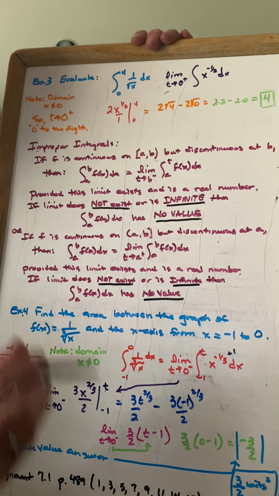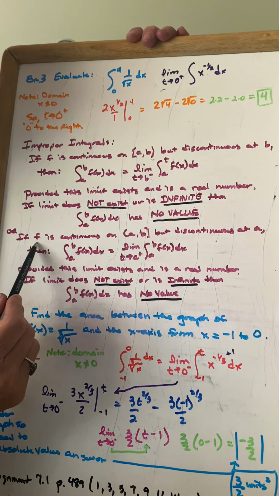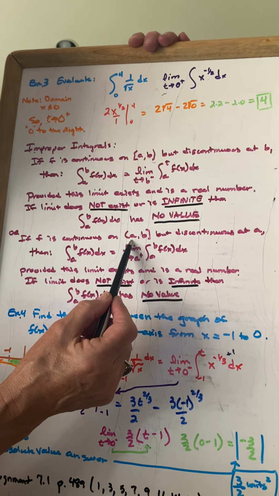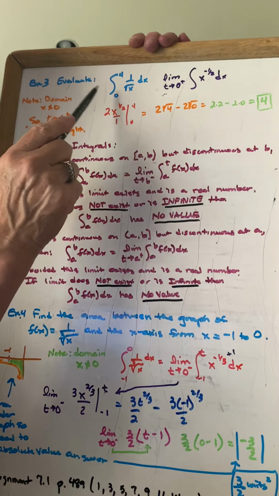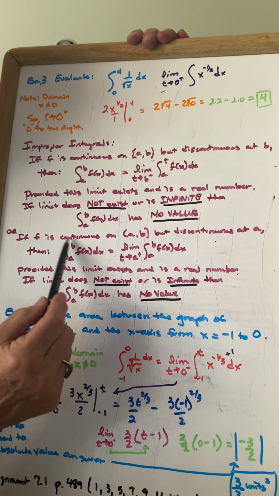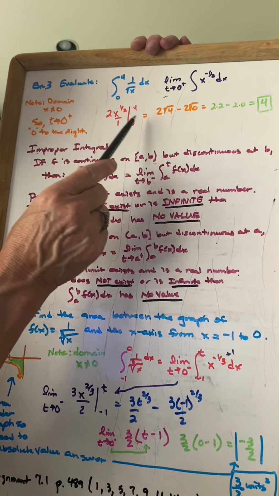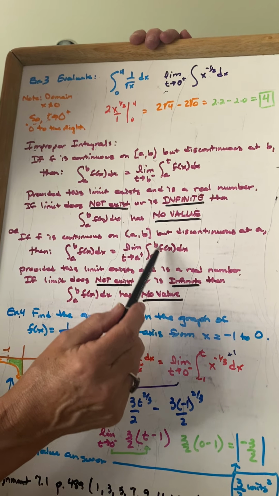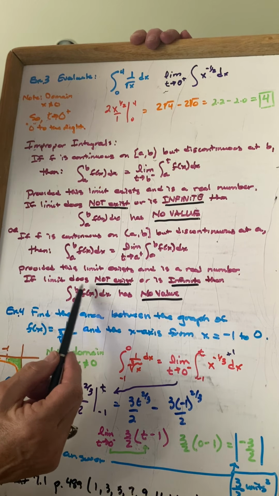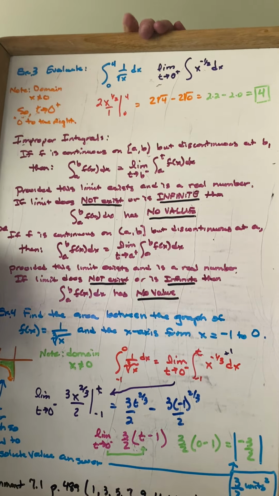Now, what if the bracket or the parentheses is on the left? If f is continuous on parentheses a to b bracket, so it's on the left side, it cannot be included. For instance, this was on the left with the 0 here. But discontinuous at a, then the integral of a to b of f of x dx is the limit of t going from a to the right, which is what we did up here, of t to b of f of x dx. Provided this limit exists and is a real number. If the limit does not exist or is infinite, then the value is no value. All right, I'll give you a minute to write down that.